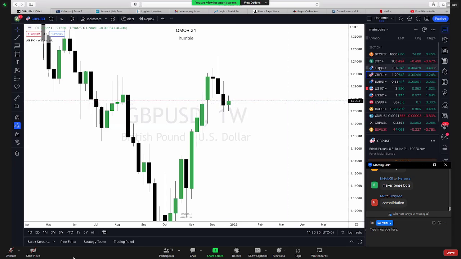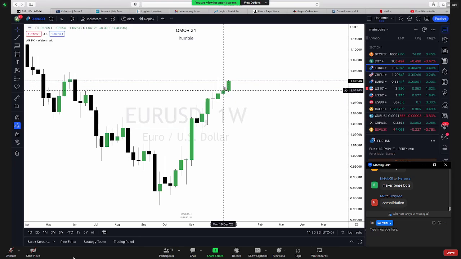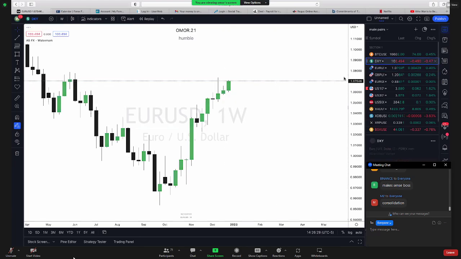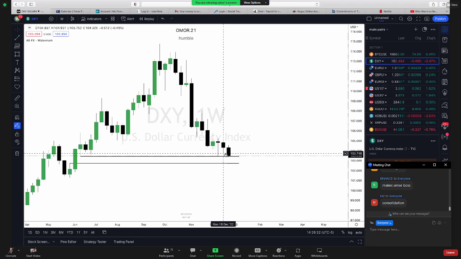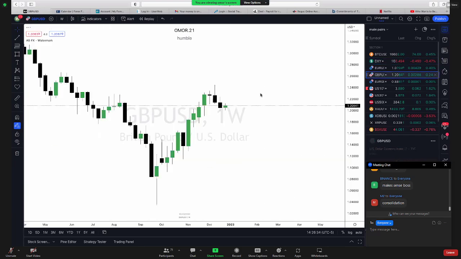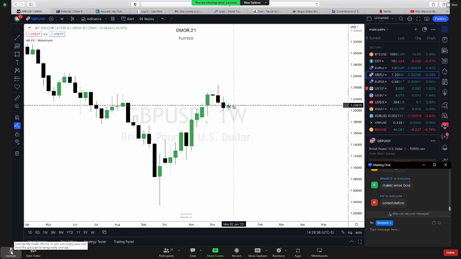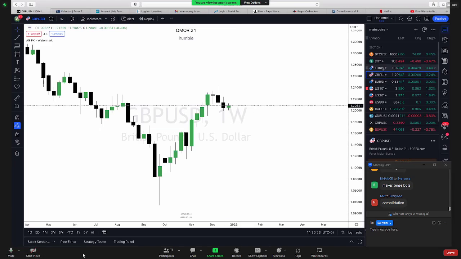Now, expansion. If you're looking at Euro, it did break its high, and DXY broke that candle's low. Do you see how pound is consolidating? It's better to trade euro. Exactly.